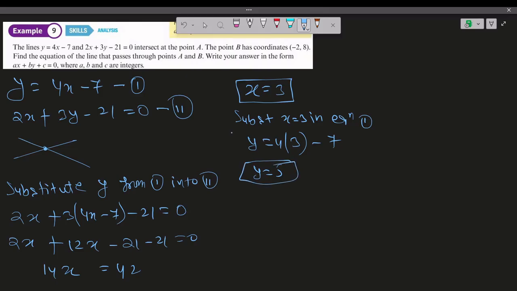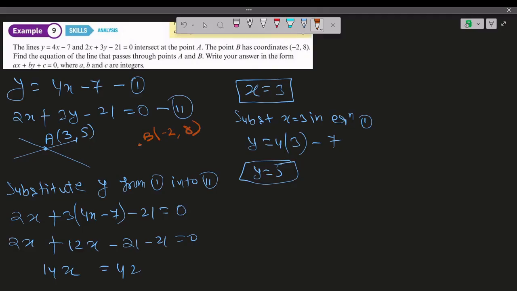When we solve two linear equations simultaneously, we get some x and y. That x and y is nothing but the point of intersection. So the coordinate of the point of intersection, if this is point A, will be 3, 5. Okay, great. So we are done with part A, I think. The line intersected at point A, we have the coordinate of A now. Let us say this is some point B, whose coordinate is minus 2, 8.